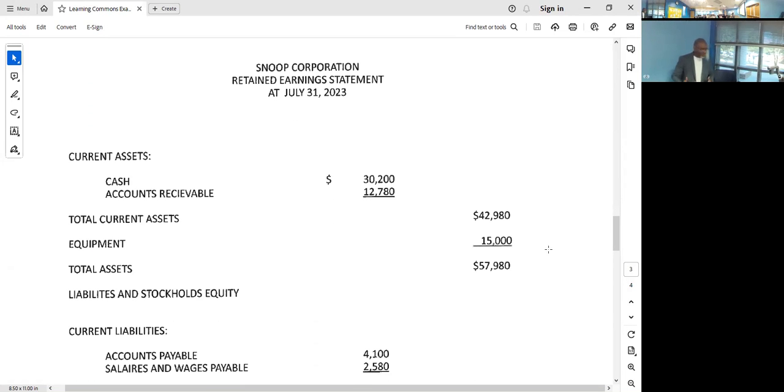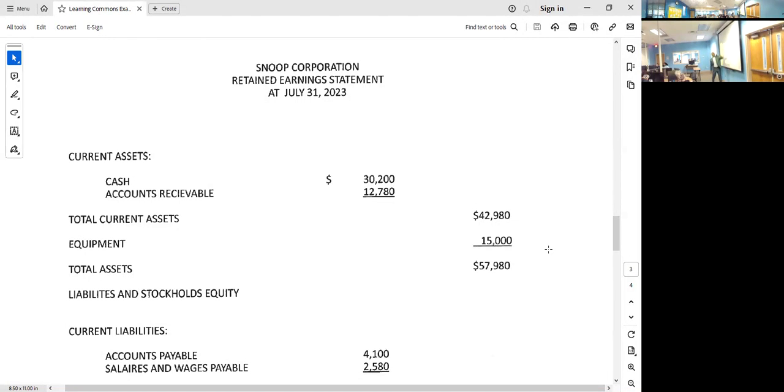I'm going to scroll up some more, but it's just to get us started. I want to point out that this should be balance sheet, not retained earnings. That should be balance sheet. And you notice on the balance sheet, it has at July 31st, not for the year ending. That's a difference in terms of the date. I missed that. Remember, this should be balance sheet, not statement of retained earnings.